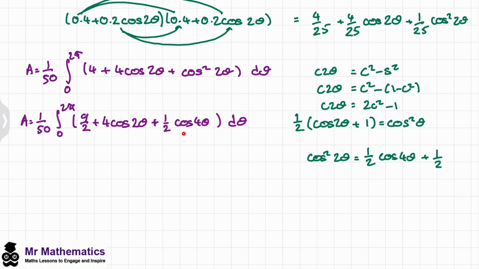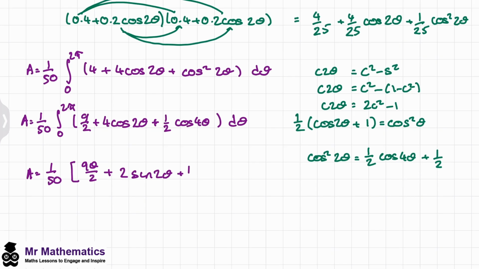Okay, so now we need to integrate this. So we'll get 9 theta over 2. When we integrate cos 2 theta, we get 1/2 sine 2 theta. So this becomes 2 sine 2 theta. When we integrate cos 4 theta, we get 1/4 sine 4 theta. So this becomes 1/8 sine 4 theta between the limits of 0 to 2 pi.